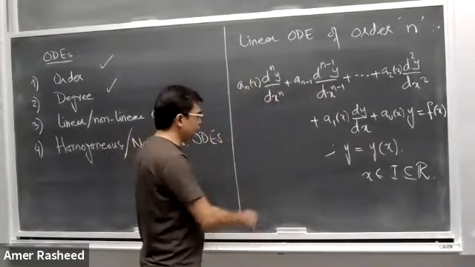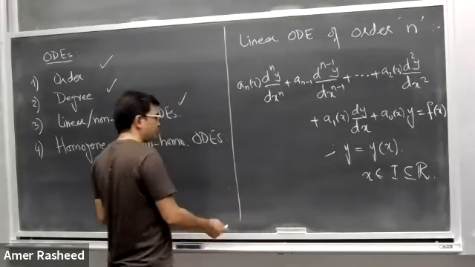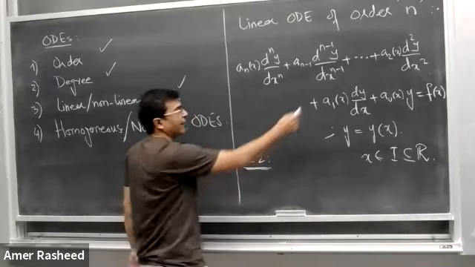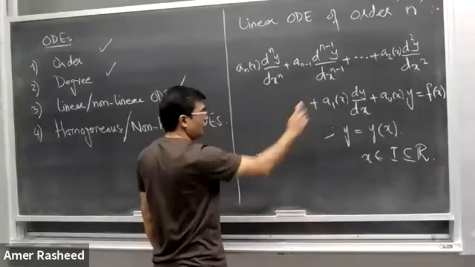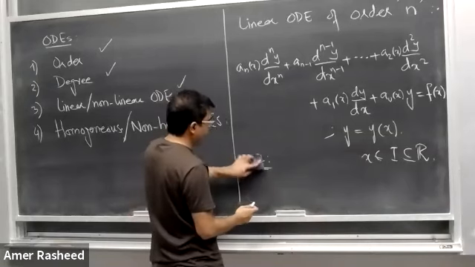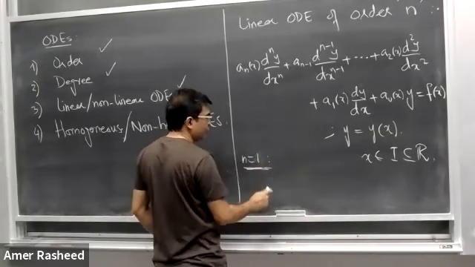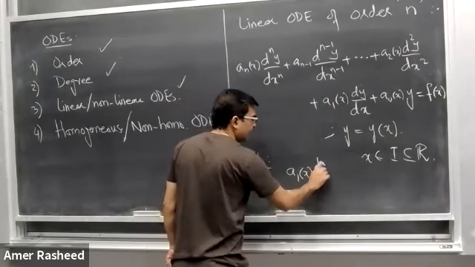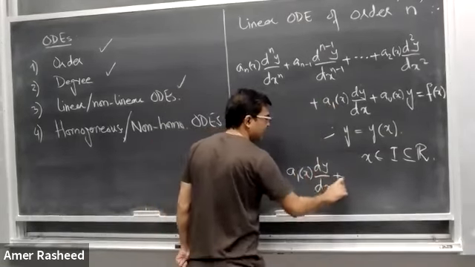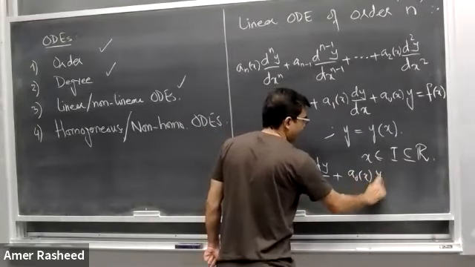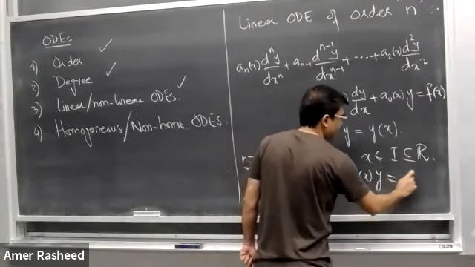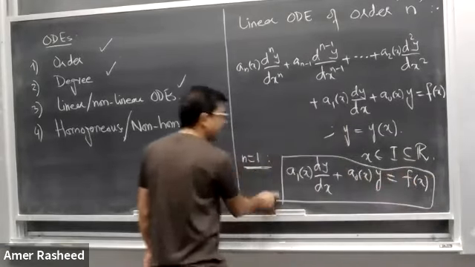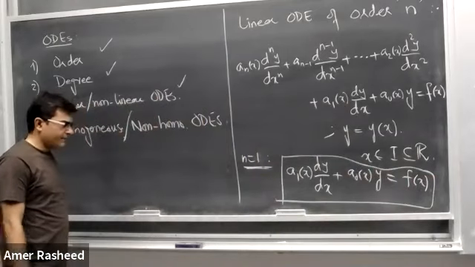If we choose n equal to 2, of course we get a second order ODE. Let's start with n equal to 1. If we choose n equal to 1, then what would be the ODE? a_1(x) dy/dx + a_0(x) y = f(x). So this is a linear ODE of order 1.